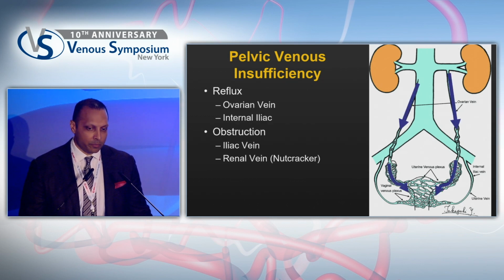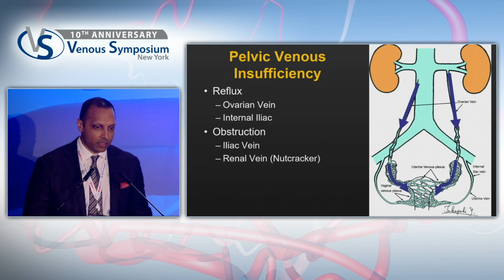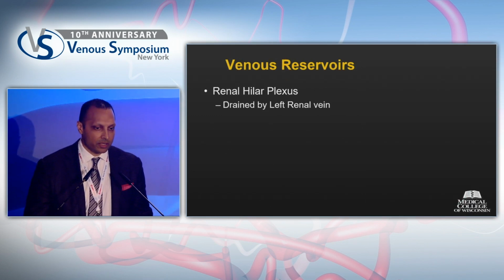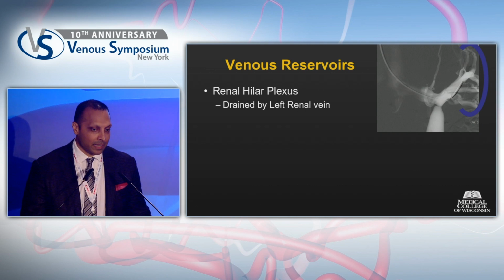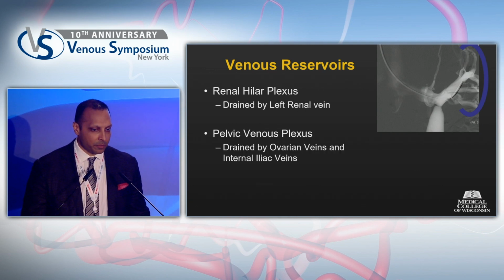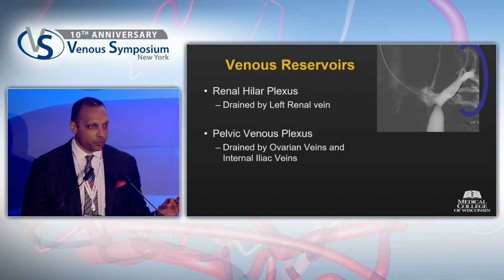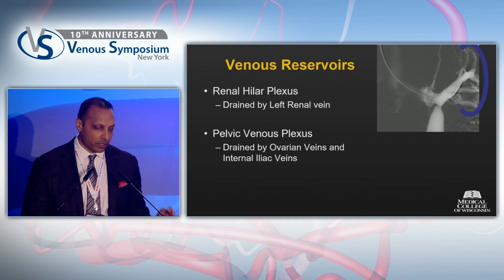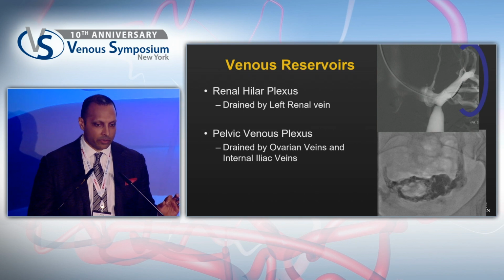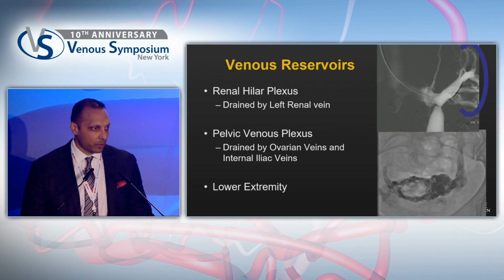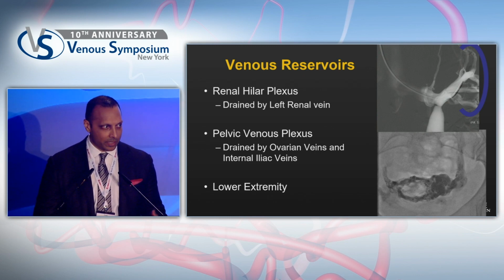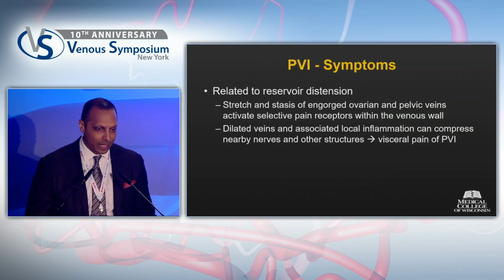As has already been shown by a number of the other speakers, the reflux and obstructive components are important. But I mention this because if you understand the venous reservoirs, and again, this was also shown, the renal hilar plexus and the pelvic venous plexus will help determine which of these is implicated in the patient's symptoms. For example, if you have a patient with flank pain, or a patient with pelvic pain, it's not always the same reason for why they have that. We have to understand, is there an obstructive component? Is there a reflux component? Is it combined? Is it compensated or not compensated?